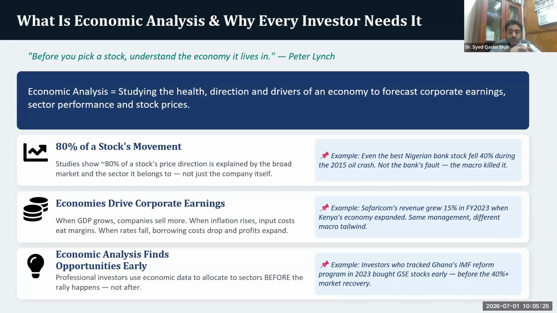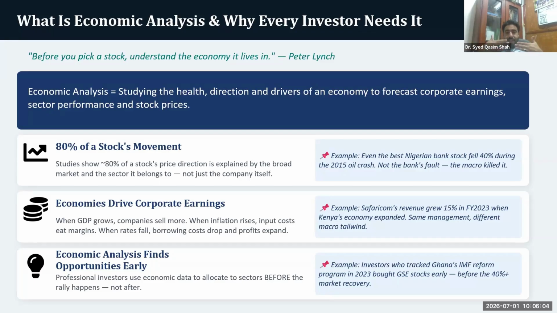Let's see how it really happens. For example, the best Nigerian bank stock fell by 40% during the 2015 oil crash. This is how the economy and the market are linked. You see an economic event, the oil crash of 2015, people are well aware how Nigerian banks defaulted and their stock prices fell. And why did they fall? Basically, the main reason was the oil crash of 2015.